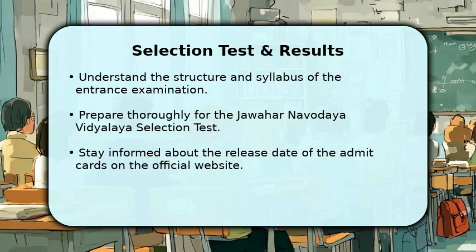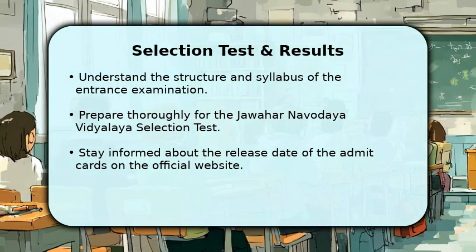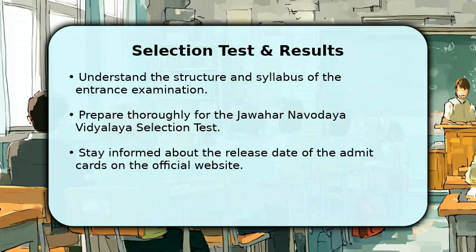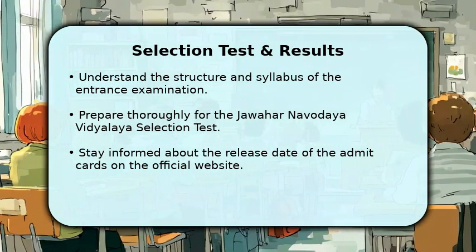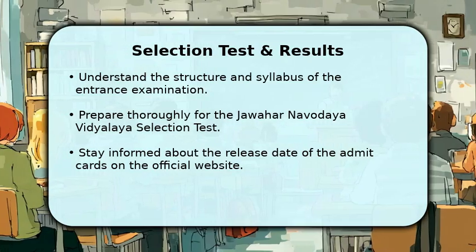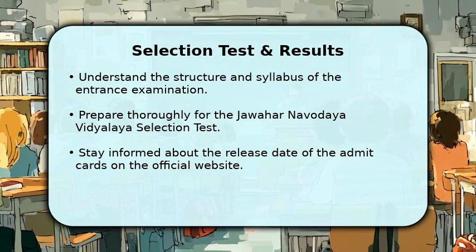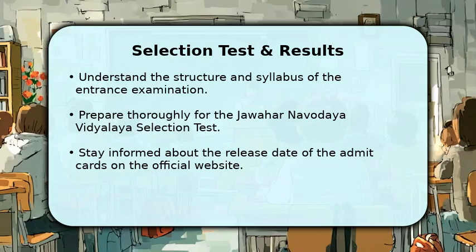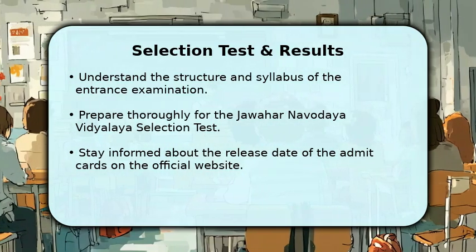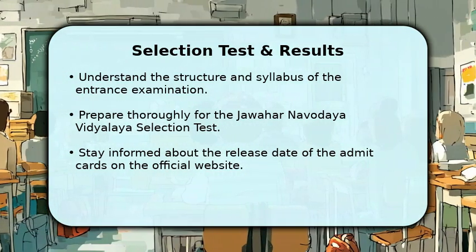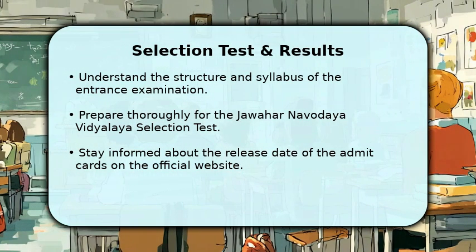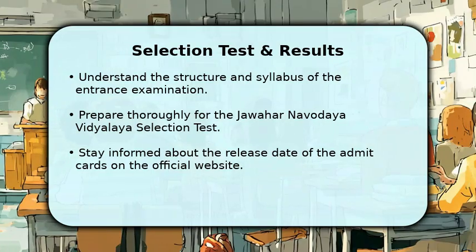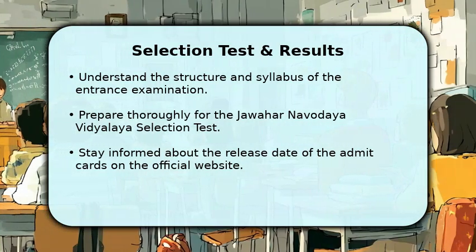The final stage involves the selection test and result declaration. Your child will need to appear for the Jawahar Navodaya Vidyalaya selection test, which assesses their abilities in mental ability, arithmetic, and language. Familiarize yourselves with the syllabus and prepare well. Keep an eye on the official website for admit card releases and subsequently the examination results and merit lists. Successful candidates will then proceed with the admission formalities.